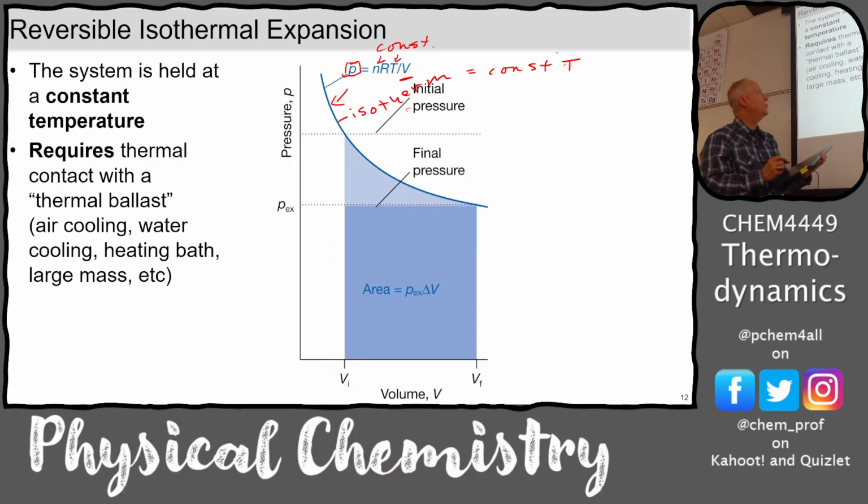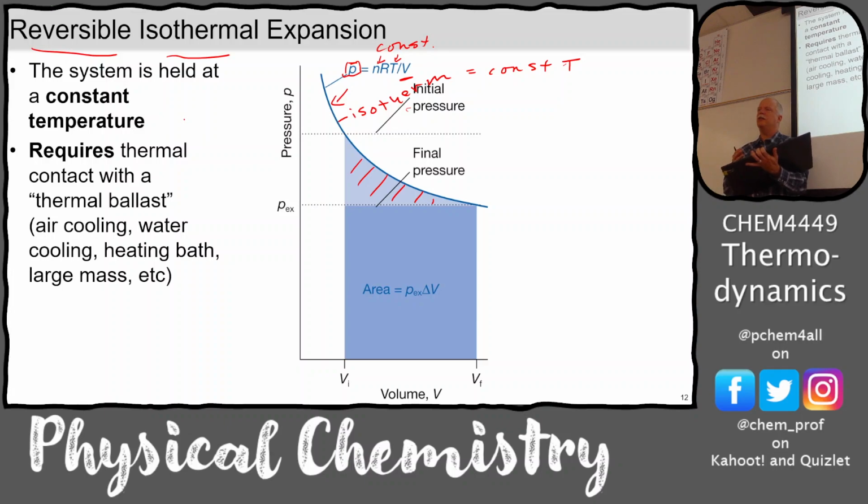Okay, so constant temperature. And notice how we can get a little bit more work out of it. And so this is what's called reversible isothermal expansion. So the system is held at a constant temperature that requires it to be in contact with something that as it expands, it wants to cool. And so this thing is continually putting in heat as it expands.